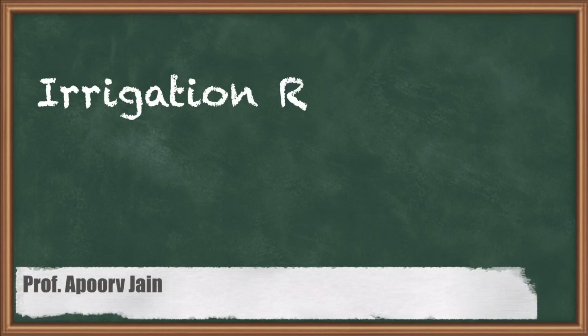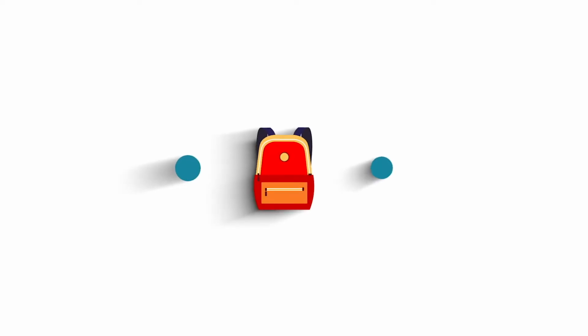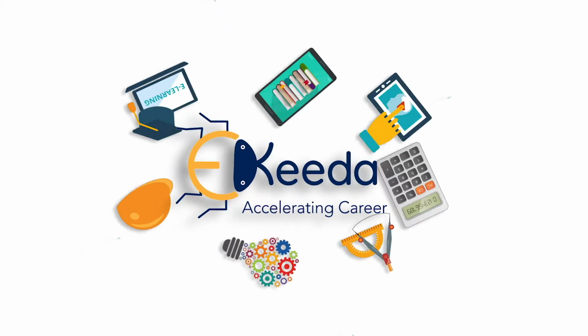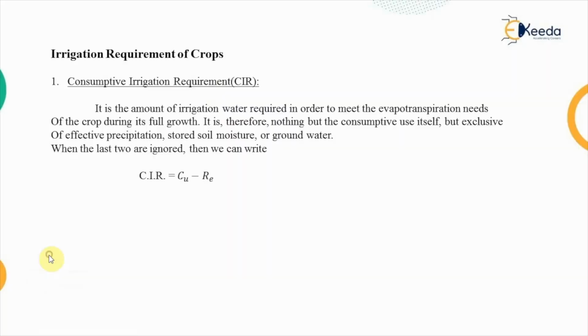In this video, we are going to discuss the different irrigation requirements of the crops. So let's start. The first irrigation requirement of the crop is known as the consumptive irrigation requirement.